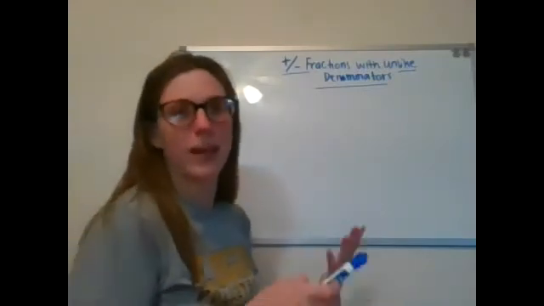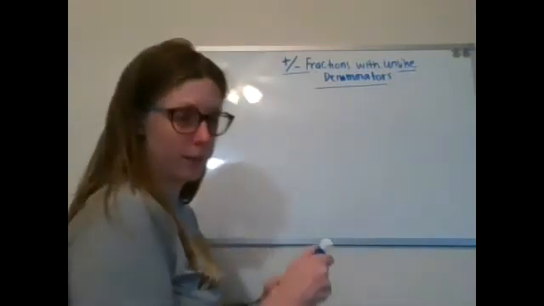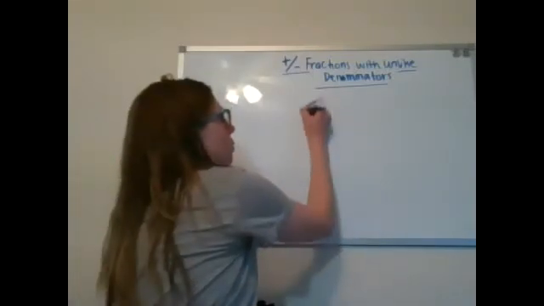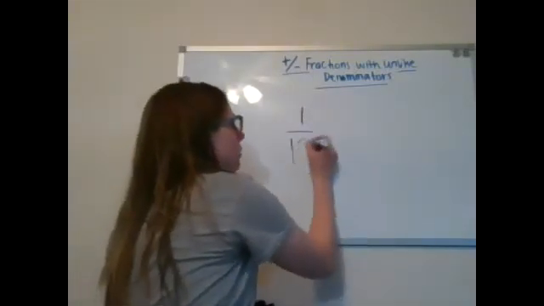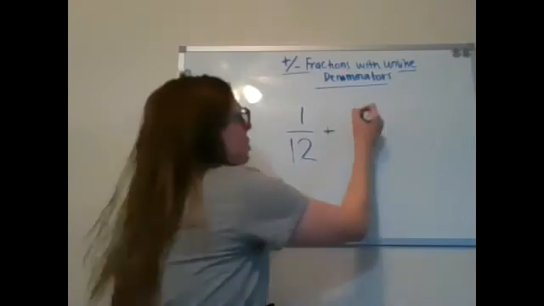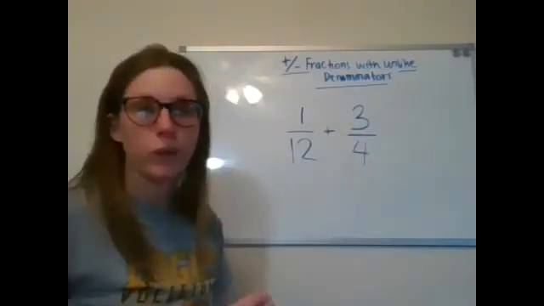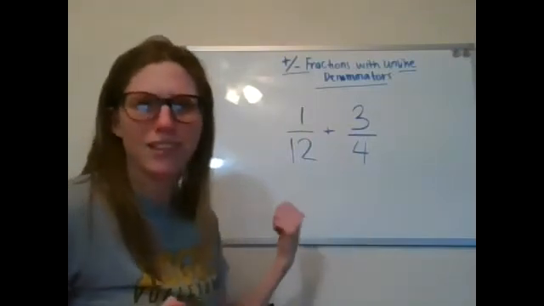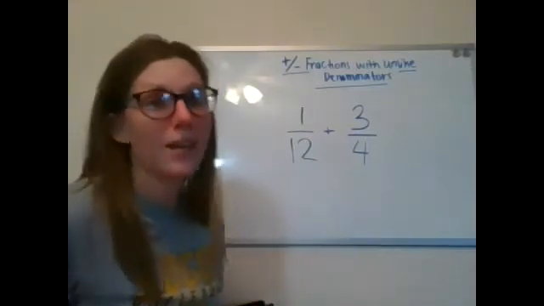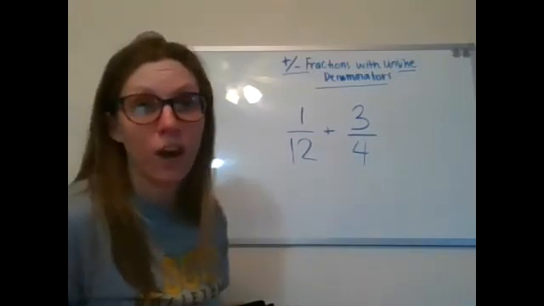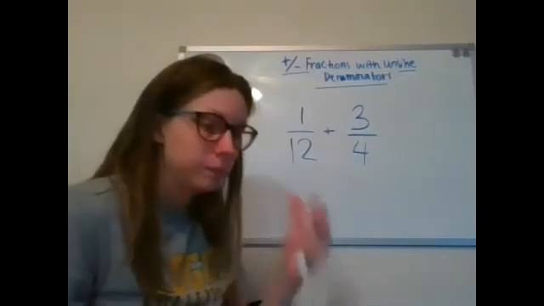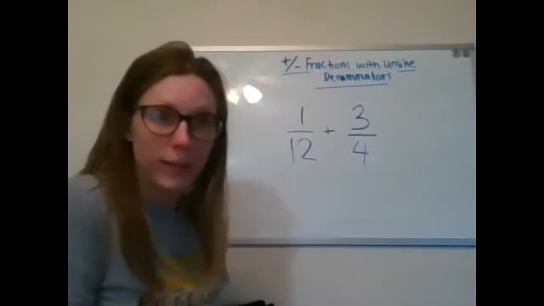Just real quick, an example where they have unlike denominators would be if we have 1 over 12 plus 3 over 4. Those bottom numbers, those denominators, they're not the same. So we can't add our numerators until they are the same. So there's four main steps.